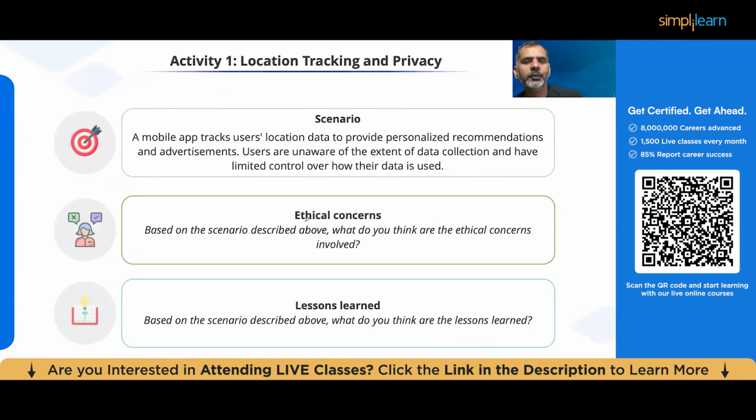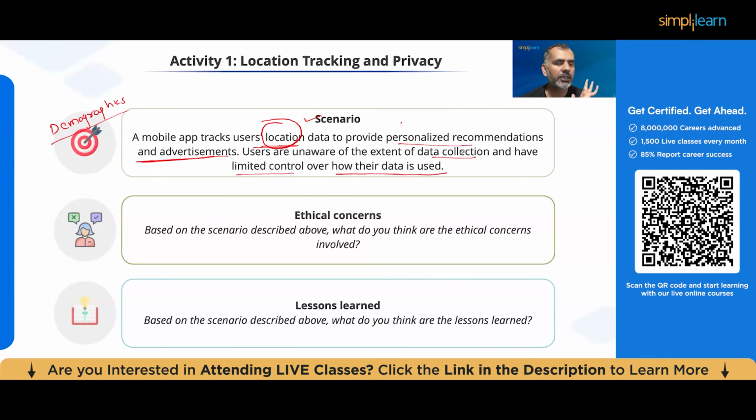So, let us suppose we take a scenario where there is a mobile application that tracks user location, and that location data provides personalized recommendations and advertisements. So remember what the application is doing. It is actually collecting the location of the user, meaning demographic information. And this application is using this information to provide personalized recommendations and advertisements. Users are unaware of the extent of data collection and have limited control over how their data is used.